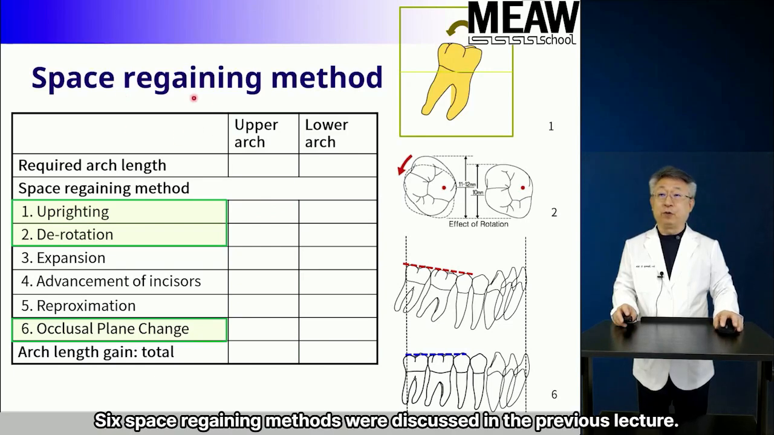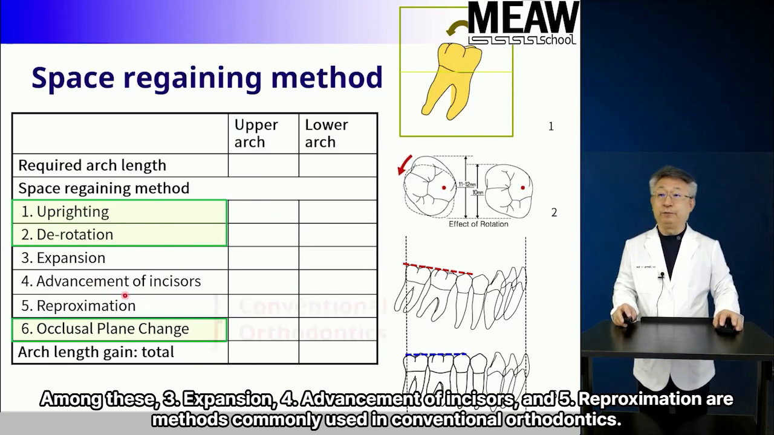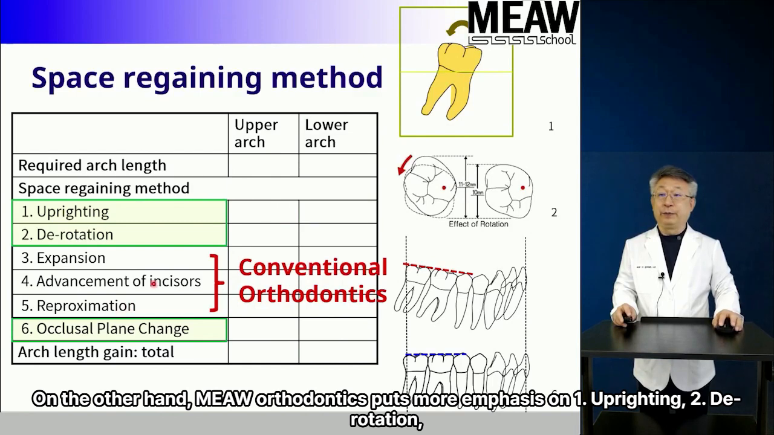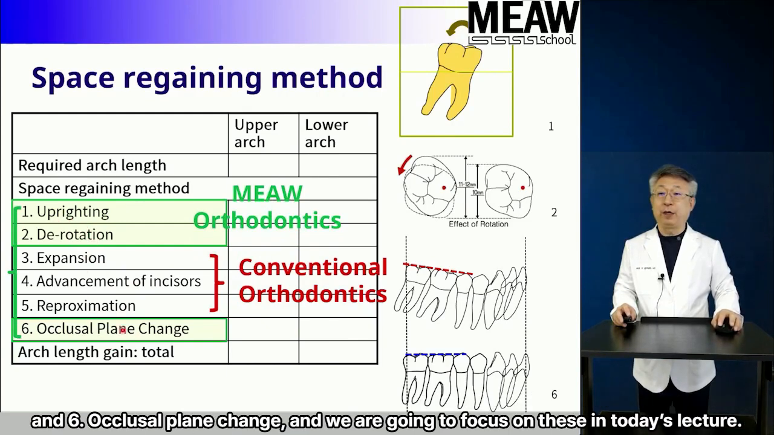Six space regaining methods were discussed in the previous lecture. Among these, 3, expansion, 4, advancement of incisors, and 5, reproximation are methods commonly used in conventional orthodontics. On the other hand, MEAW orthodontics puts more emphasis on 1, uprighting, 2, derotation, and 6, occlusal plane change, and we are going to focus on these in today's lecture.